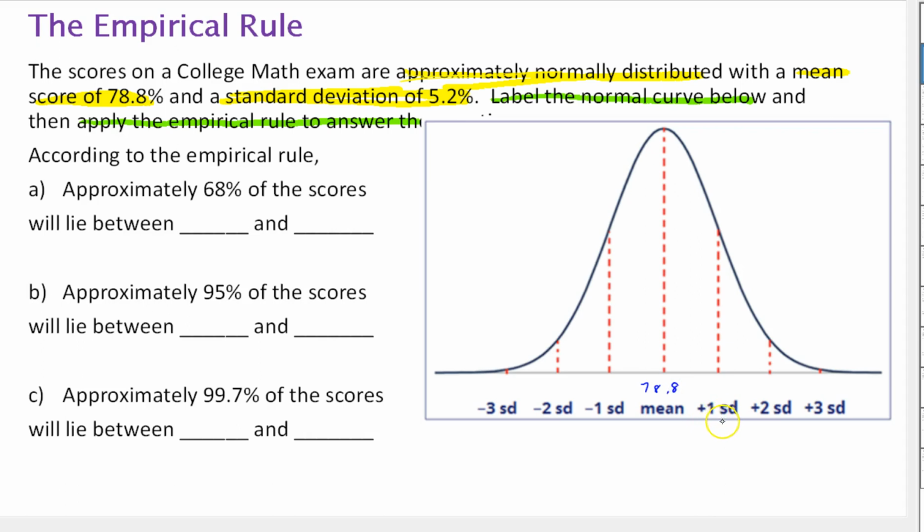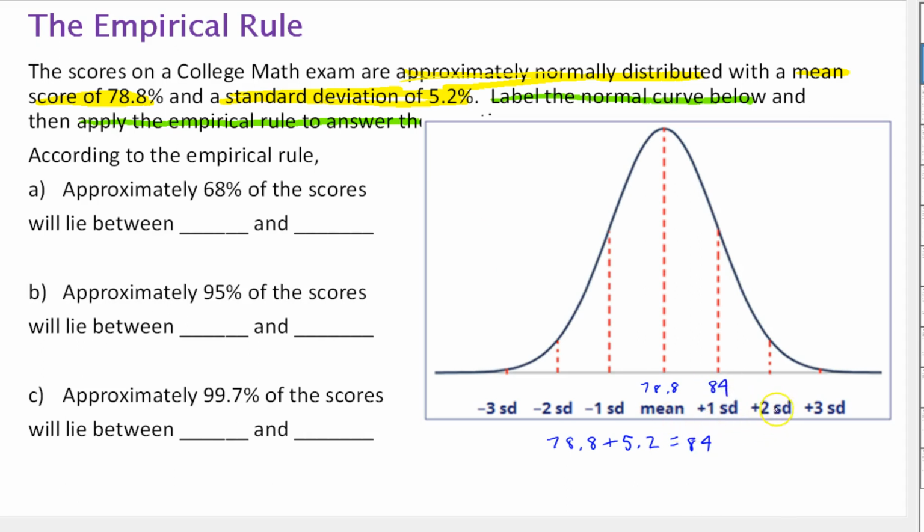Now 1 standard deviation from the mean would be 78.8 plus, we're given that 1 standard deviation is 5.2. So 1 standard deviation more than the mean is adding 5.2 to the mean. That would give us 84. So this is 84 right here.